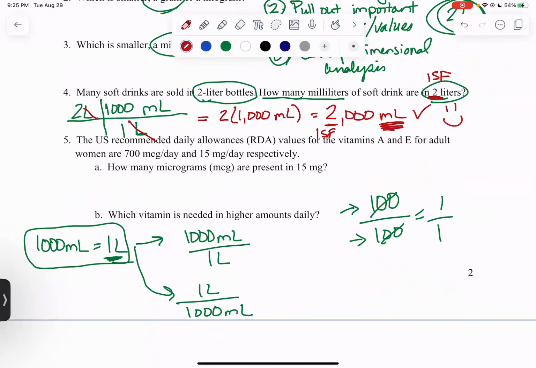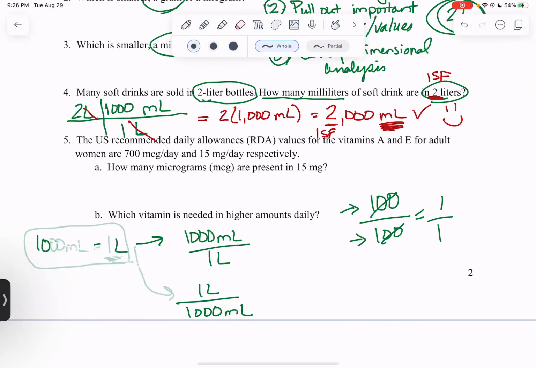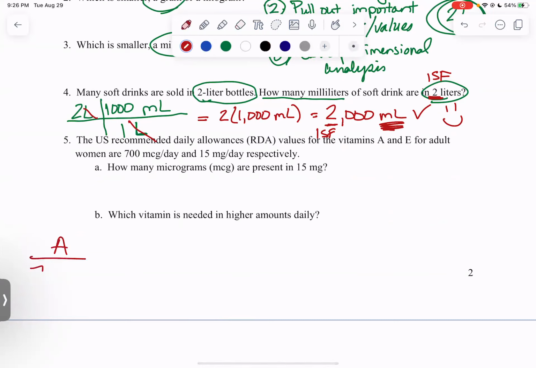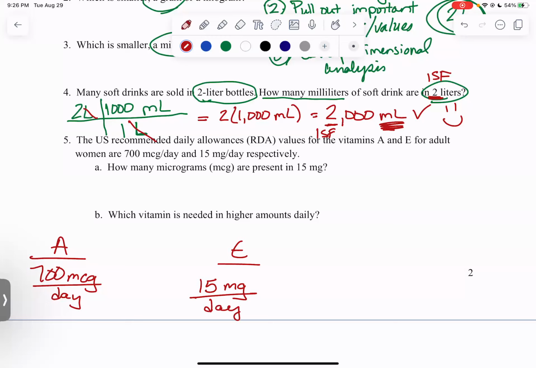Okay, for our next one, I'm going to have to erase what we have written down here. Now, the U.S. recommended daily allowance values for the vitamins A and E for adult women: for A, it is 700 micrograms (mcg) per day, and for vitamin E, it is 15 milligrams per day. How many micrograms are present in 15 milligrams?